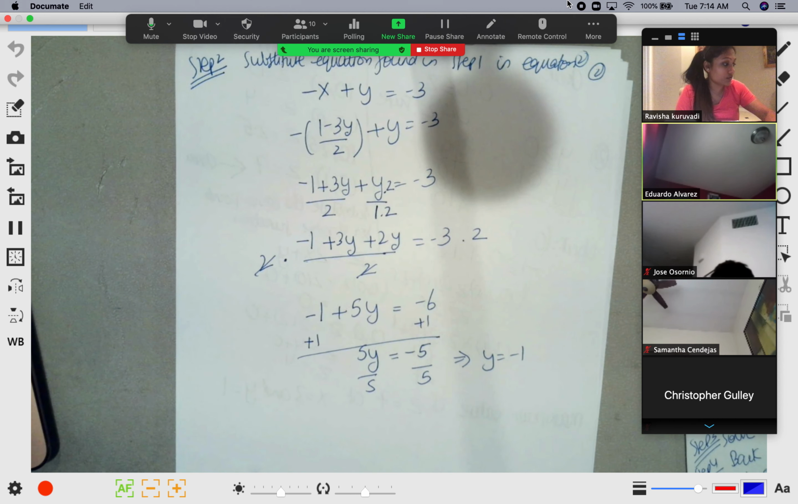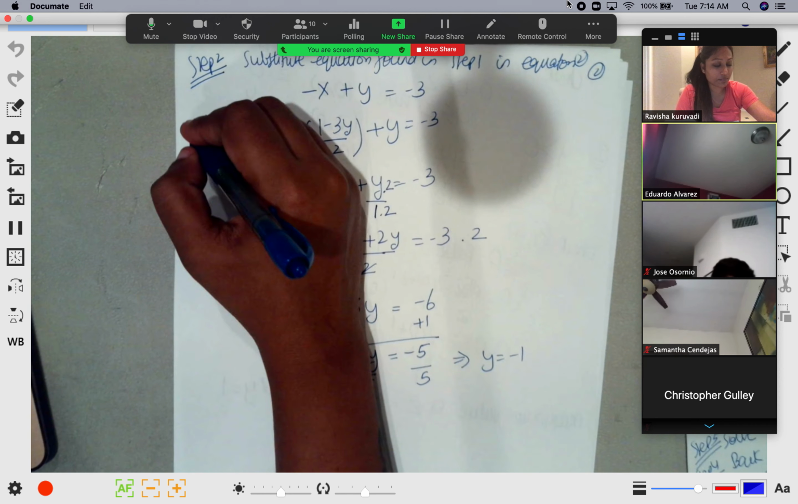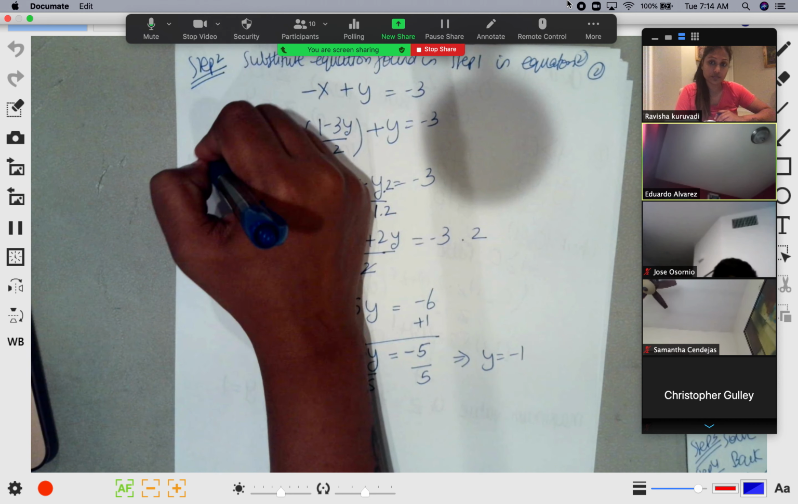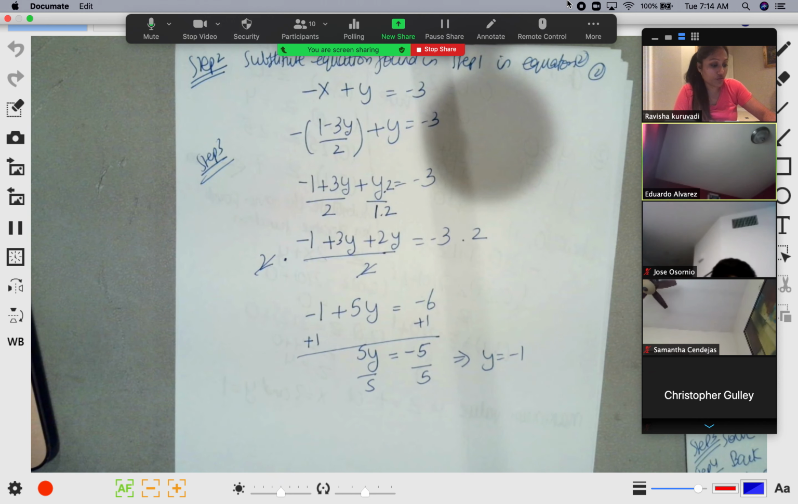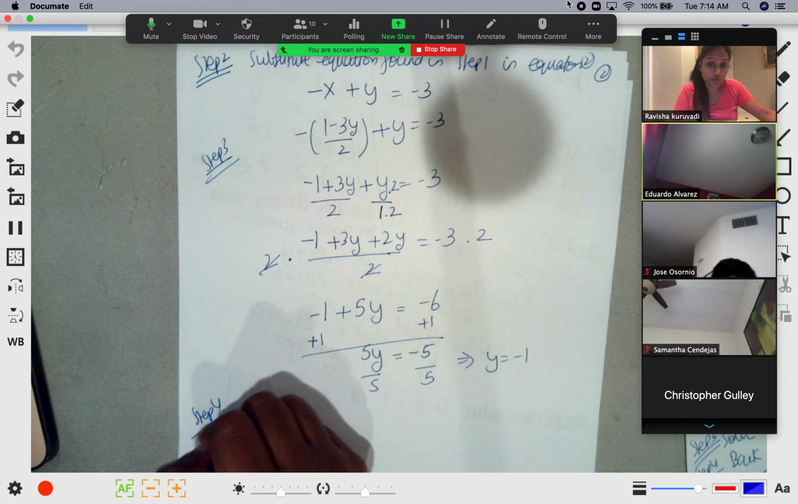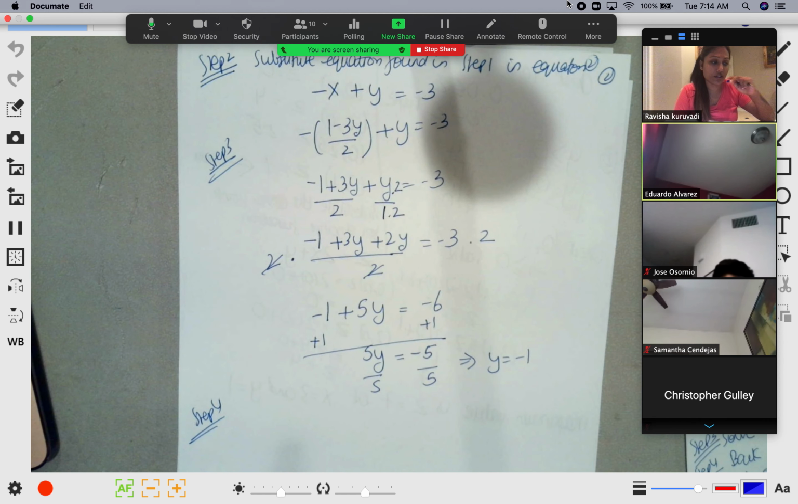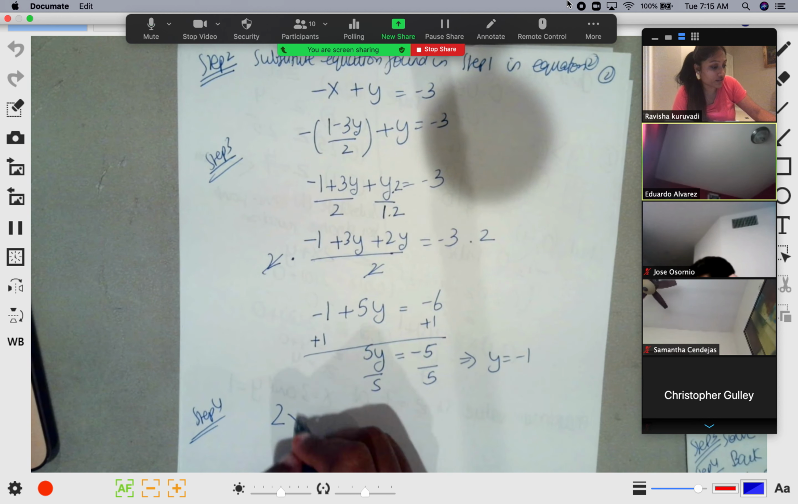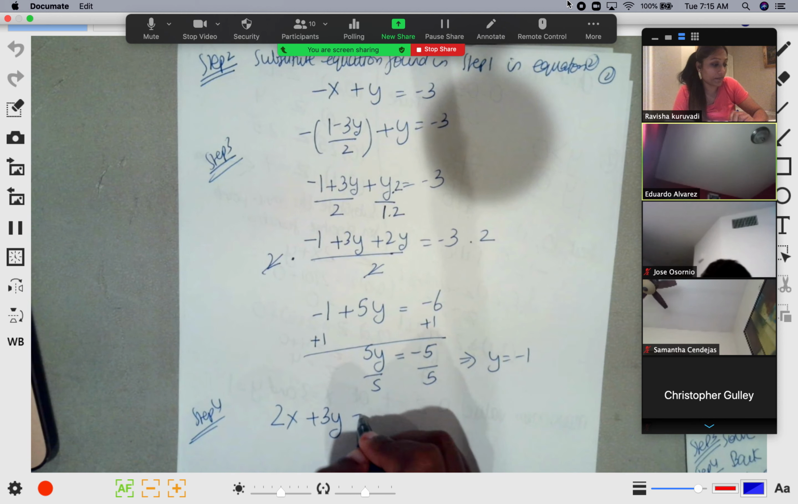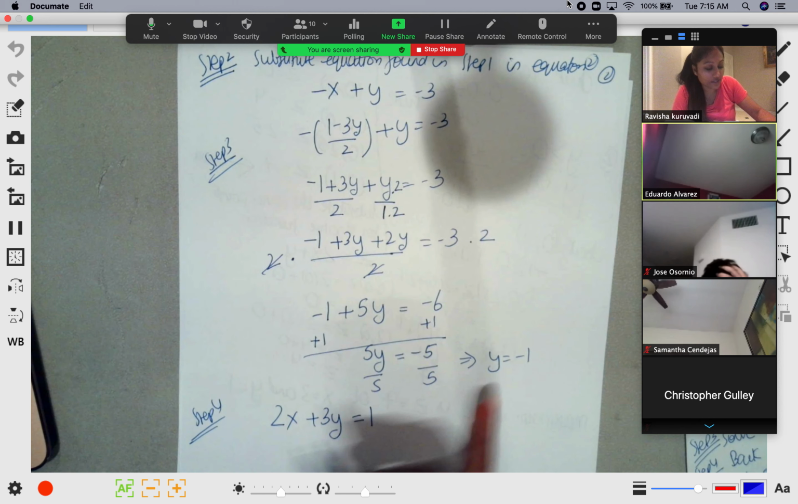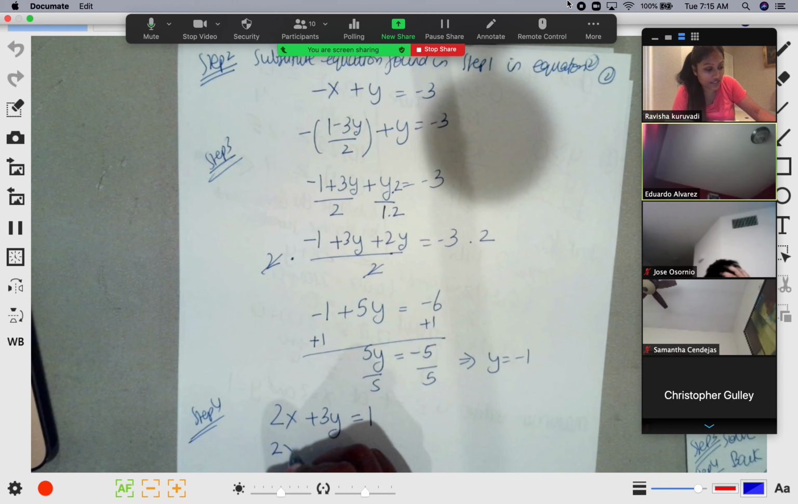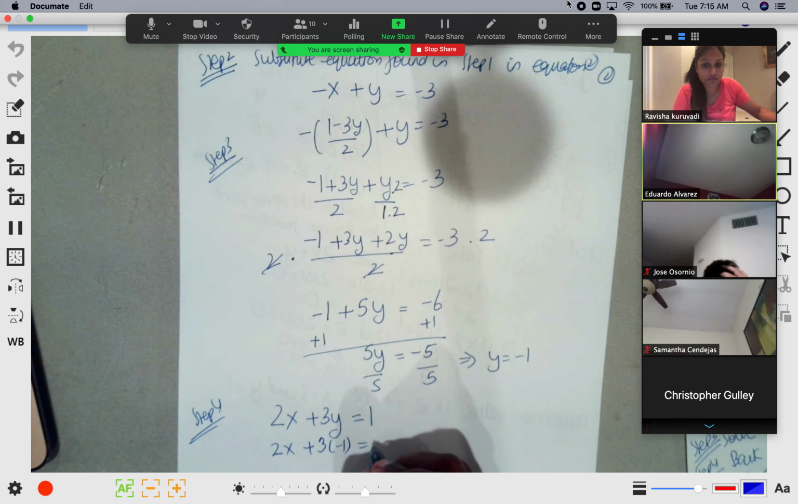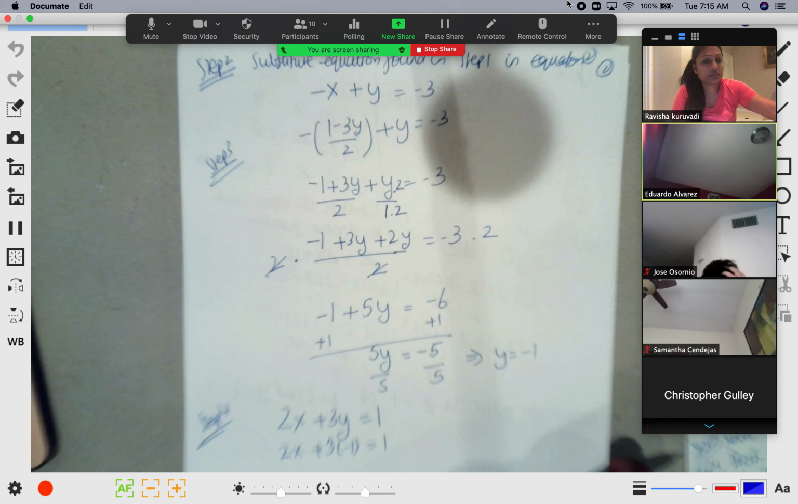So basically we solved it. We're done with step 3, solved and found the value of the one variable. Step 4 says substitute the value you found into any of the original equations. Which one do you want to substitute in, 1 or 2? We'll substitute in the first one. So your first one was 2x plus 3y is equal to 1. Substitute y as negative 1 in this equation. So you get 2x plus 3 times negative 1 is equal to 1. When I solve, what do you get, Eduardo?